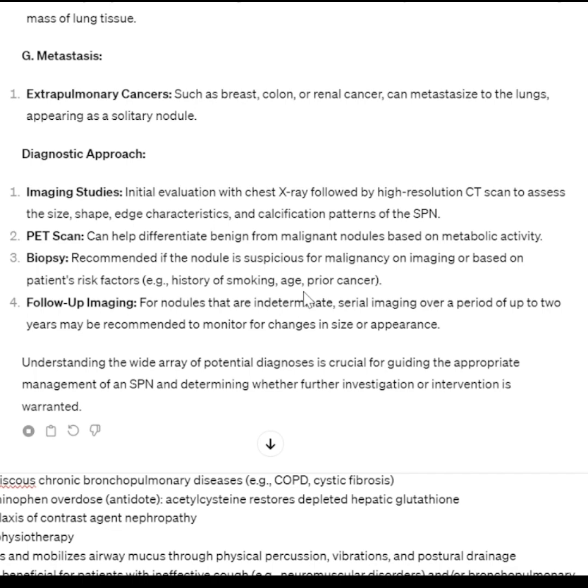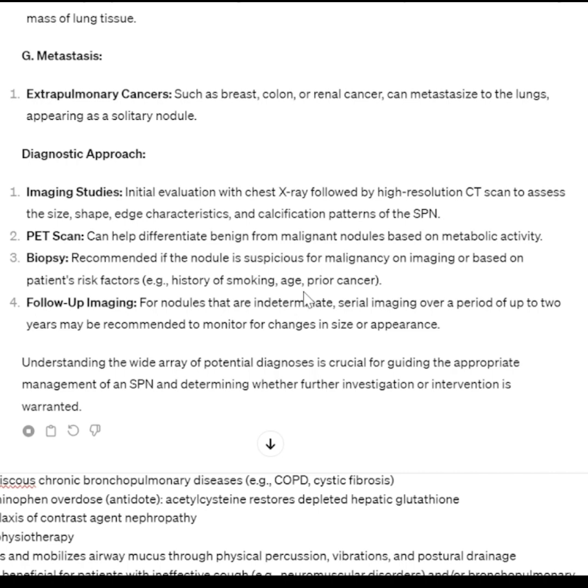Imaging studies. Initial evaluation with chest X-ray, followed by high-resolution CT scan to assess the size, shape, edge characteristics, and calcification patterns of the SPN. 2. PET scan can help differentiate benign from malignant nodules based on metabolic activity. 3. Biopsy, recommended if the nodule is suspicious for malignancy on imaging or based on the patient's risk factors, e.g. history of smoking, age, prior cancer.